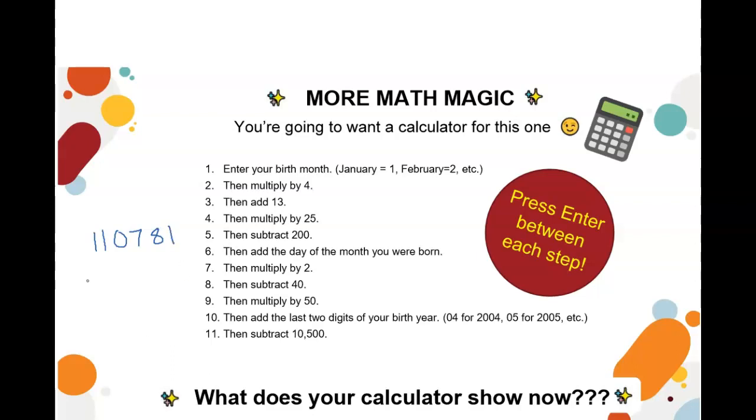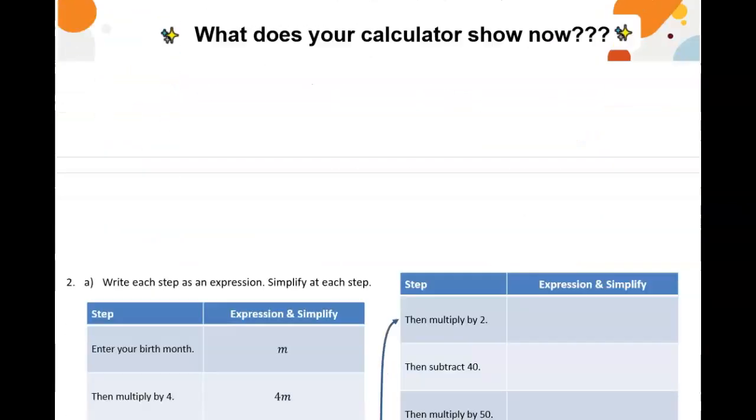And that's actually my birthday. And it's showing me this number on the calculator. How did it know? How did it do that? Do you think maybe we could figure that out from algebra again? Could we use expressions to figure out how they did that? Let's try it. Let's take a look.